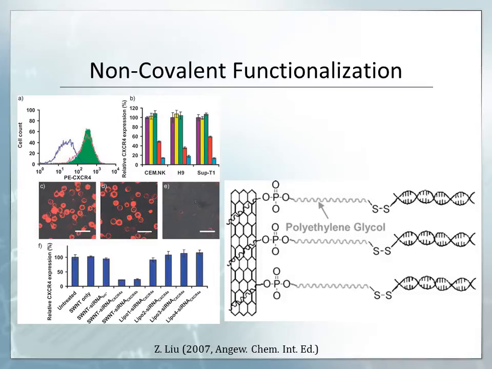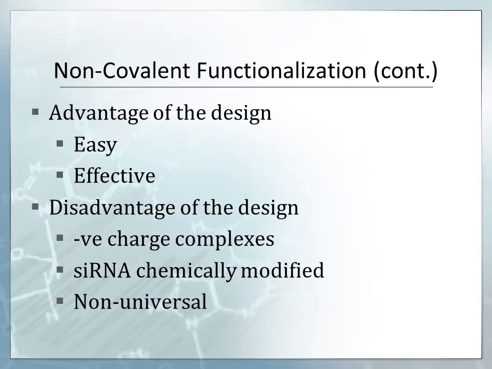One of the representative siRNA deliveries with non-covalently functionalized nanotubes was reported in 2007. They used a lipopolymer called DSPE-PEG, which is covalently attached to siRNA but non-covalently attached to the nanotube. They found significant gene silencing in T cells, which are very difficult to transfect.